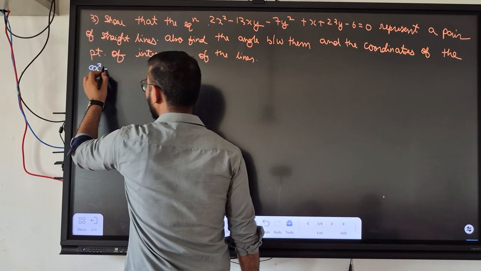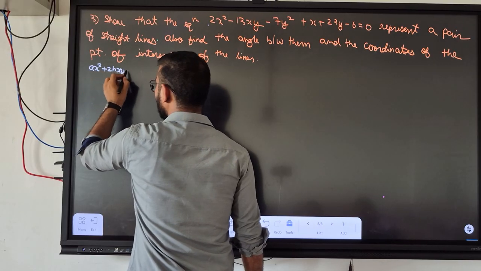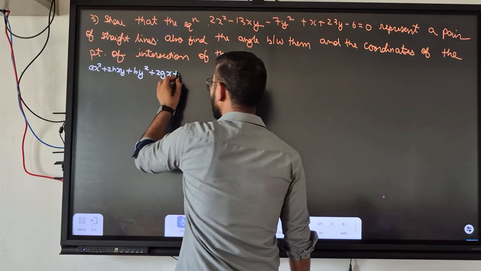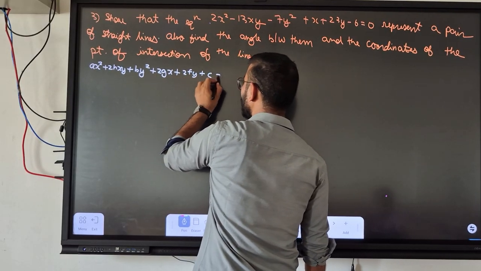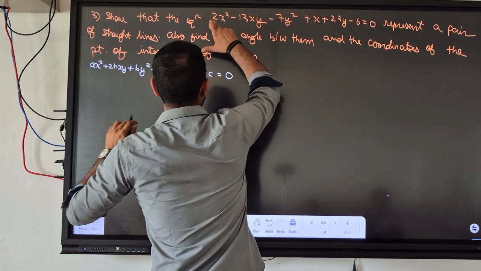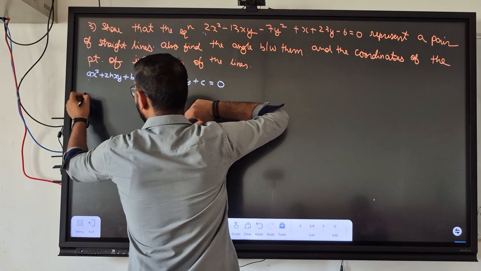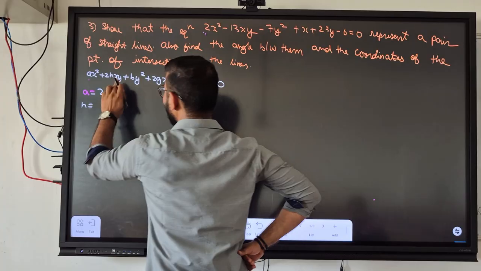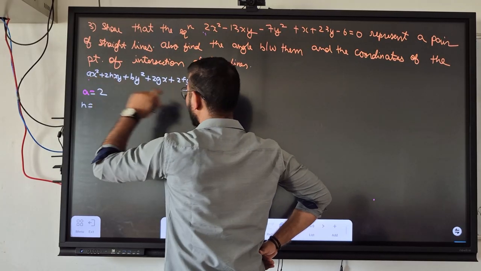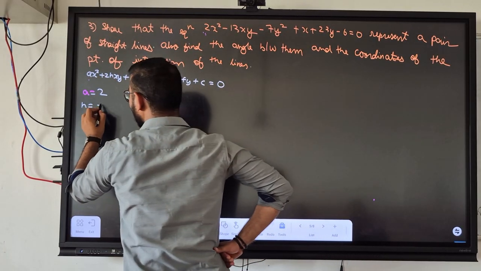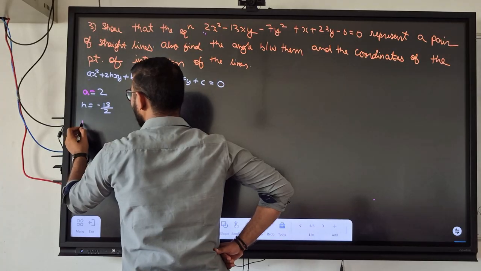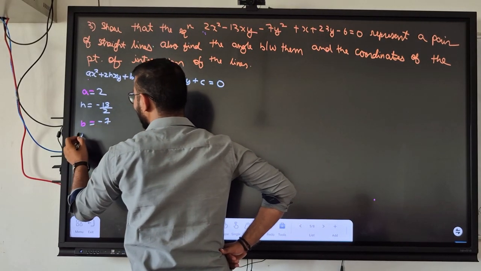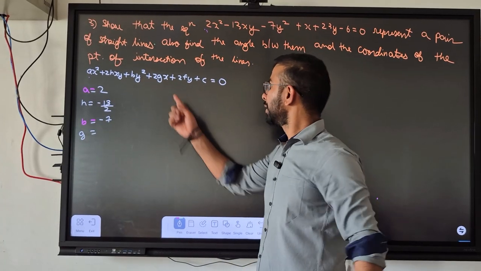General equation is ax square plus 2hxy plus by square plus 2gx plus 2fy plus c is equal to 0. Comparing the 2, what is a coming out to be here, guys? a is 2. What is h? h is coefficient of xy by 2. So h is coming out to be minus 13 by 2. Let's talk about b. b is coefficient of y square. b is coming out to be minus 7. Tell me, guys, what is g here?